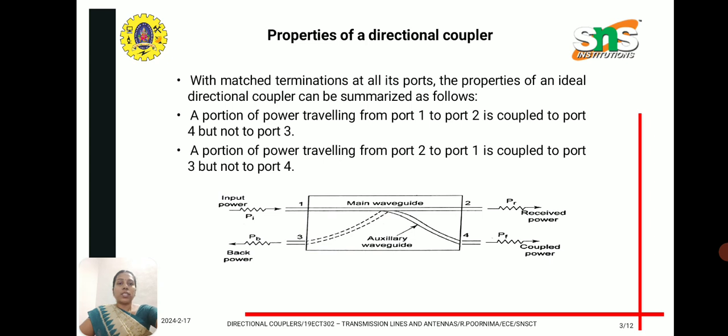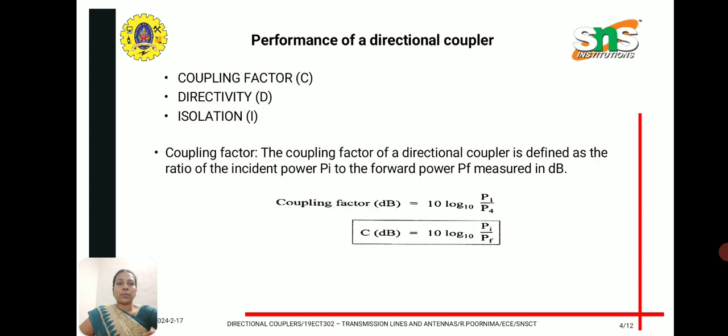Here are the properties of directional couplers. Consider a matched termination at all its ports. A portion of the power traveling from port 1 to port 2 is coupled to port 4 but not to port 3. Similarly, in the opposite direction, from port 2 to port 1, the power is coupled to port 3 but it is not given to port 4. So one port is the isolated port in either direction.